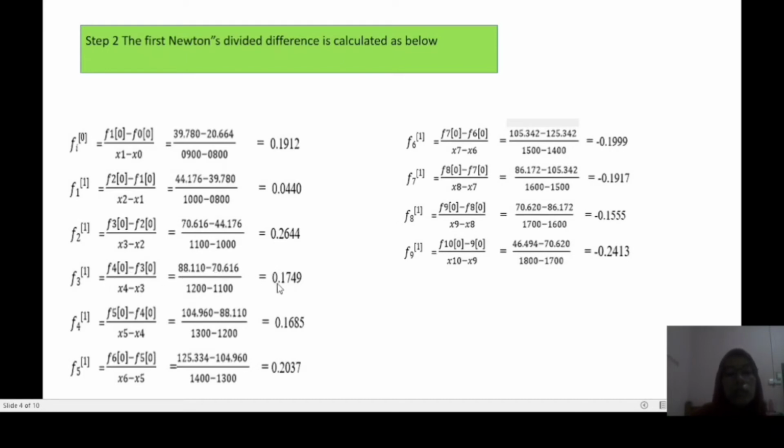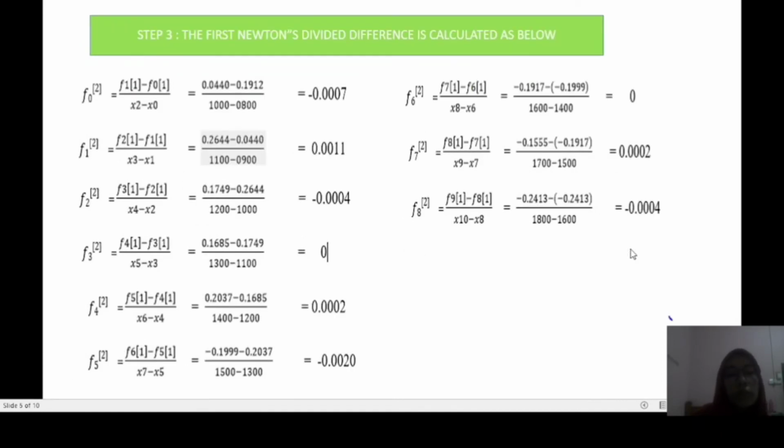F31, we get the answer 0.1749. F41, we get the answer 0.1685. F51, we get the answer 0.2037. F61, we get the answer negative 0.1999. F71, we get the answer 0.1917. F81, we get the answer negative 0.1555. F91, we get the answer negative 0.2413.